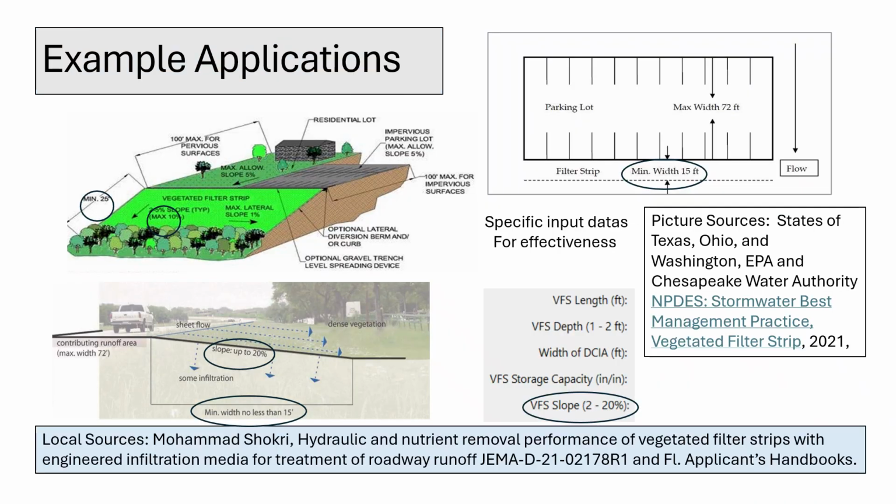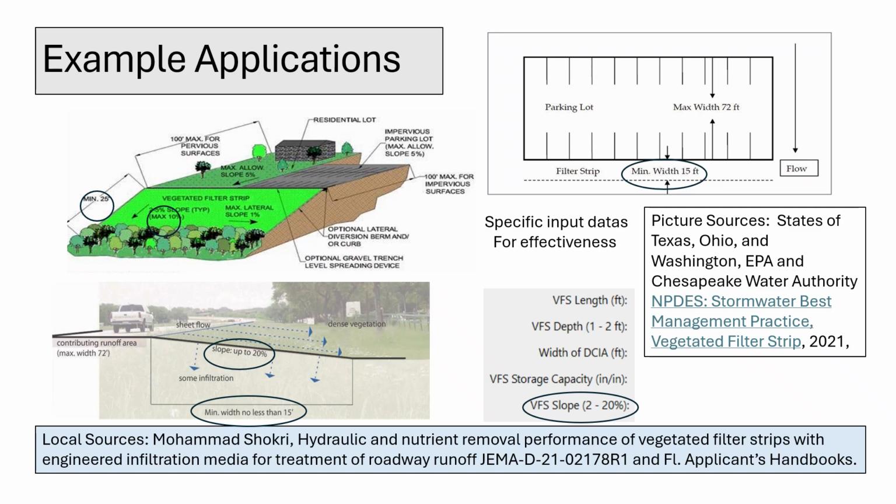These principles can be applied in various real-world scenarios, such as managing stormwater runoff around individual homes or housing units, alongside roadways, and within parking lots. When considering the implementation of vegetated filter strips, it's crucial to understand their locational limitations. The slope of the filter strip, measured in the direction of water flow, must be maintained between 2 and 20%. Furthermore, each filter requires a minimum width of 15 feet to ensure its effectiveness.